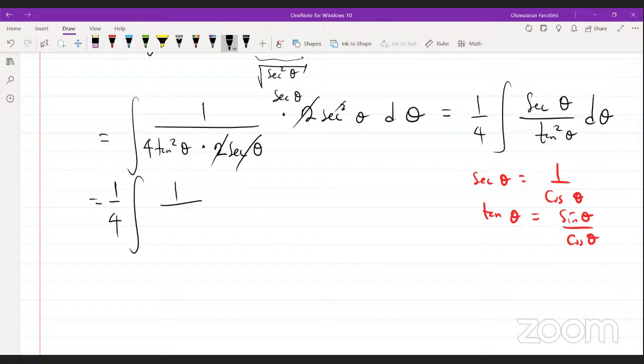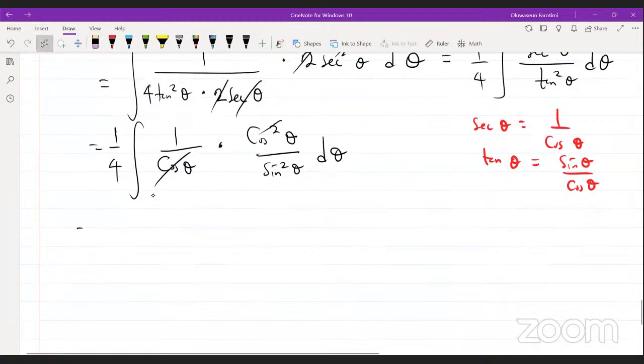This is just 1 over cosine of theta, multiplied by, now, in this case, you have the tangent on the bottom, so you're going to do change flip, okay? Cosine squared theta over sine squared of theta d theta. All right, so this cosine takes off 1 copy of this. Okay, so let's see where this leads us. This is a 1/4 integral. You have a cosine theta on the top divided by sine squared theta on the bottom.